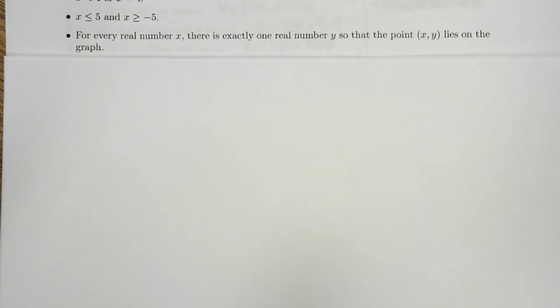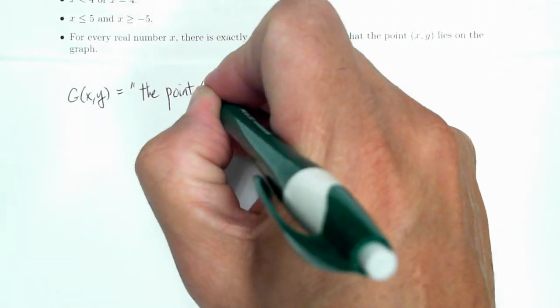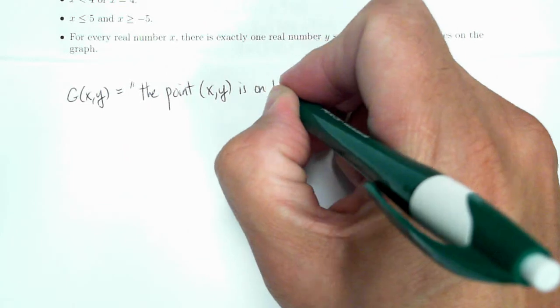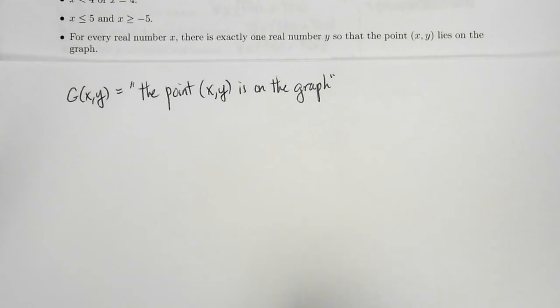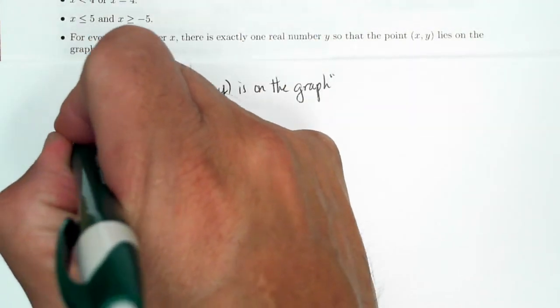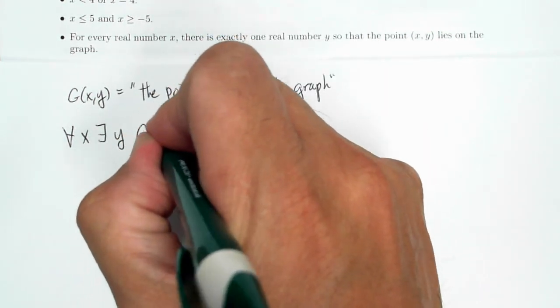For every real number x, there is exactly one real number y, such that the point (x, y) is on the graph. Okay, so to do this problem, we'll first define the predicate function, g(x, y), to mean that the point (x, y) is on the graph. Then we have for every value of x, there exists a number y such that the point (x, y) is on the graph.